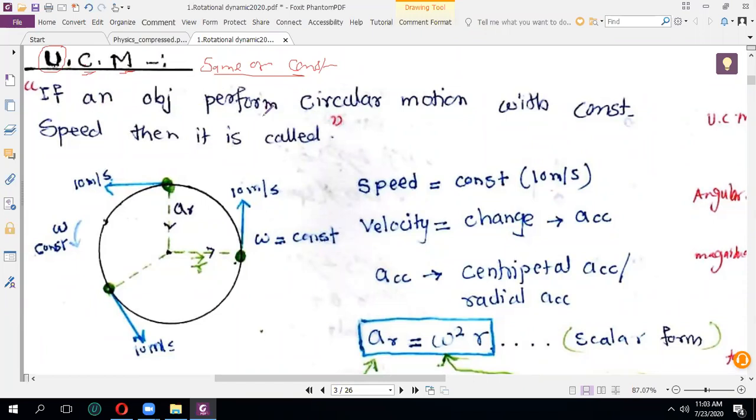If one object is performing circular motion with constant speed. What do you mean by constant speed? Remember, speed is a scalar quantity, we know that, and velocity is a vector quantity. Understood? This is scalar and this is vector. So I'm writing, see what I have written here.